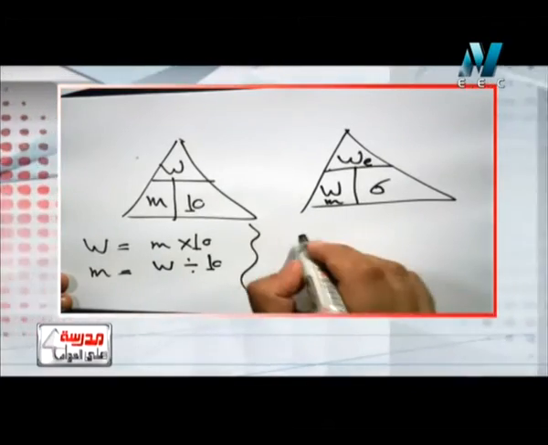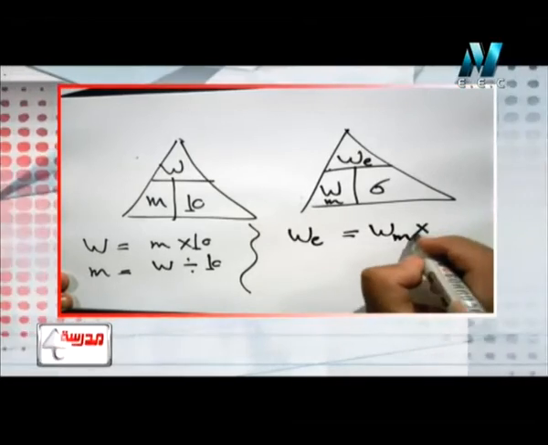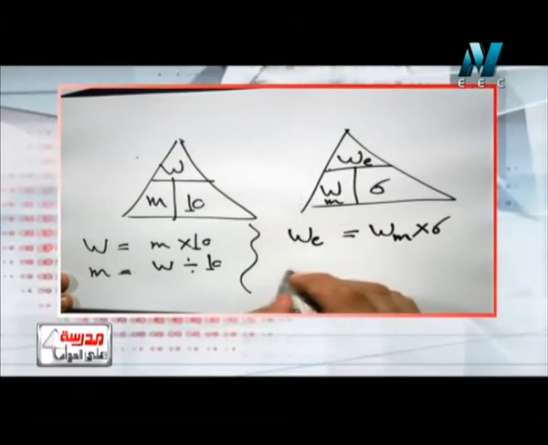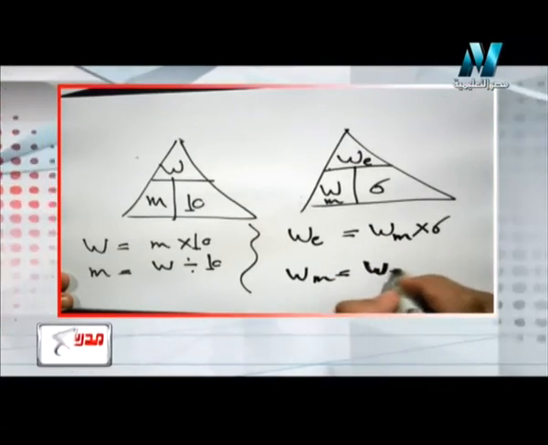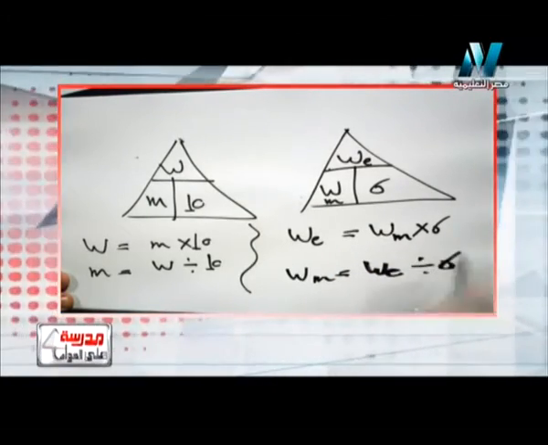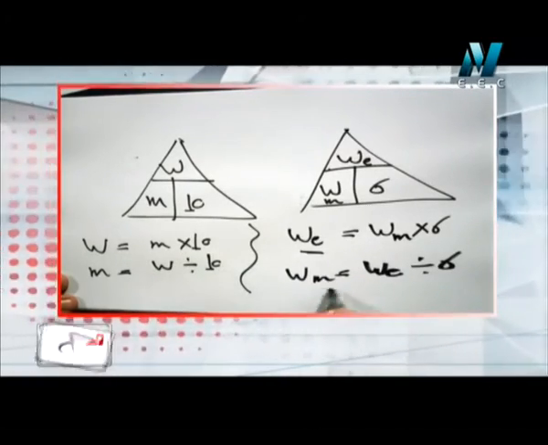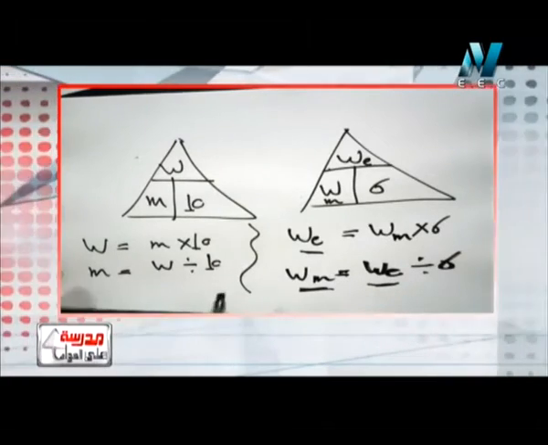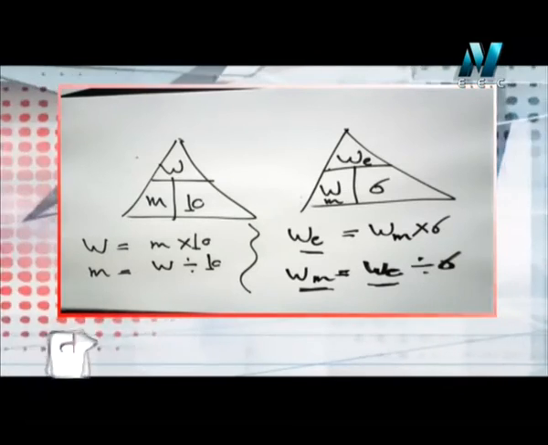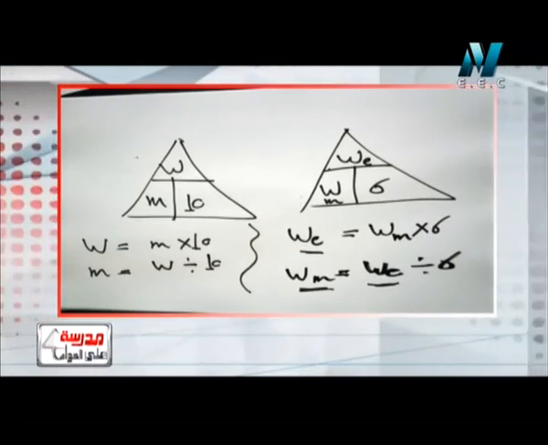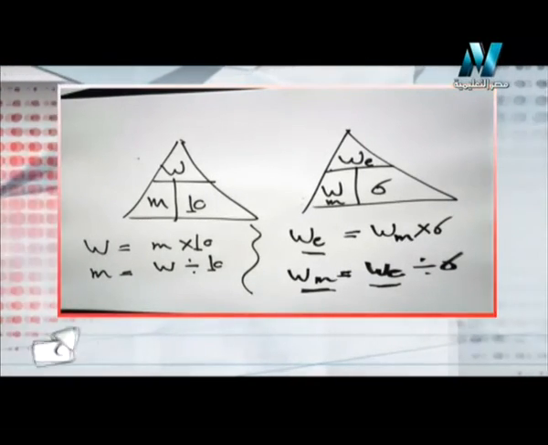Second rule, if I want weight on the earth equal weight on the moon by 6. Okay? If I want weight on the moon, sorry, equal weight on the earth divide 6. Weight on the earth equal weight on the moon by 6, but weight on the moon equal weight on the earth divide 6. Okay? So now I have two important rules.